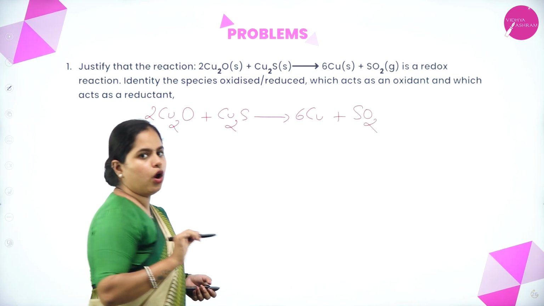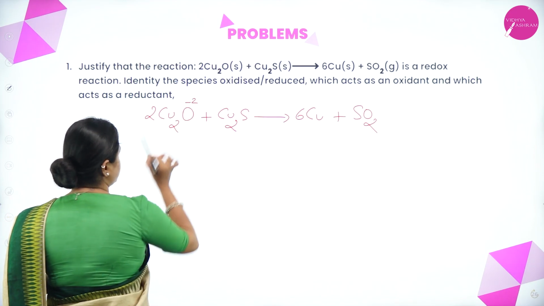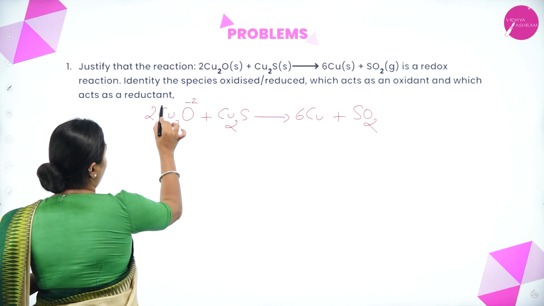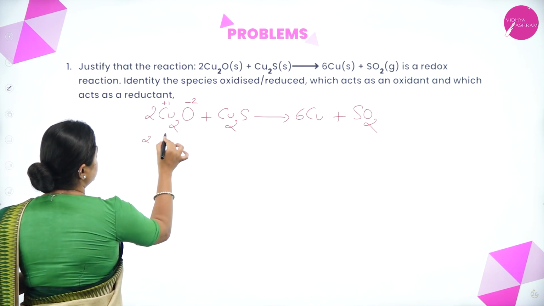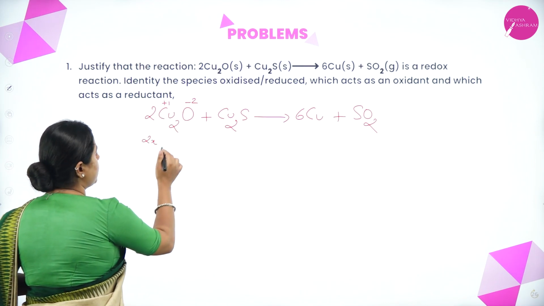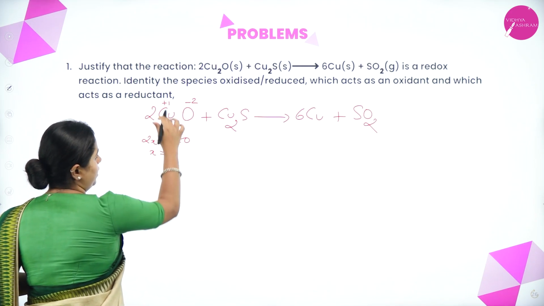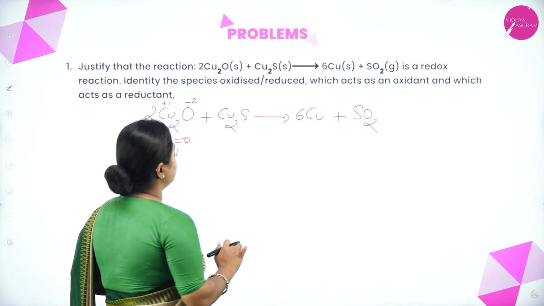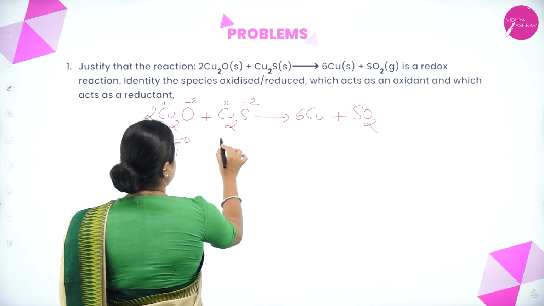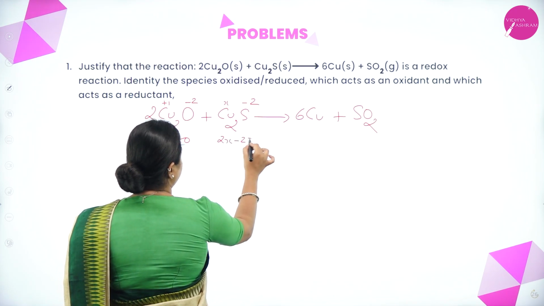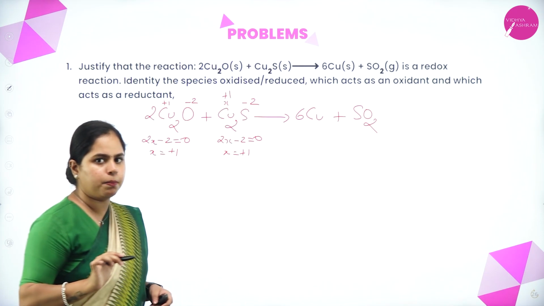So we are going to write the oxidation number for each of these. For oxygen it is -2, we already know that, and for copper it will be +1. How come? We can again calculate it. As we don't know, we take it as x: 2x minus 2 is equal to 0, x will be equal to +1. Now for sulfur it is -2. So again, taking it as x, 2x minus 2 is equal to 0, x will be equal to +1 again. So here also copper is in +1 state.